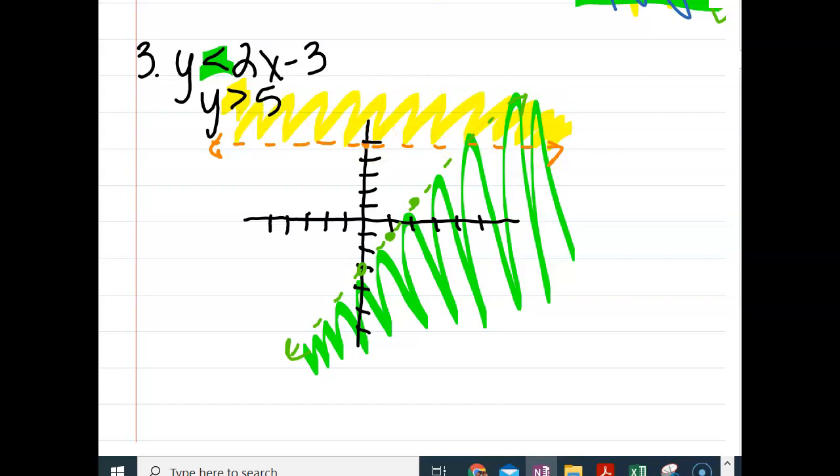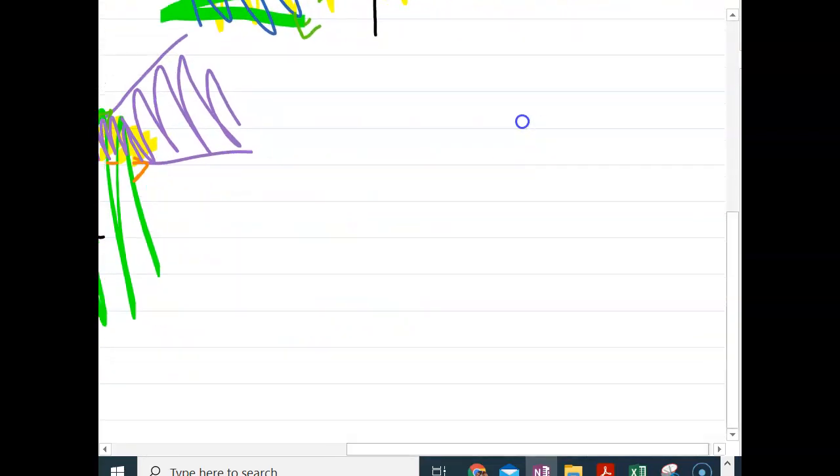So your solutions are going to be that tiny little area over there. I know it looks like a little tiny area, but remember, this shaded area keeps going. I just didn't graph that much, but it does keep extending this way. Okay? All right, last one.